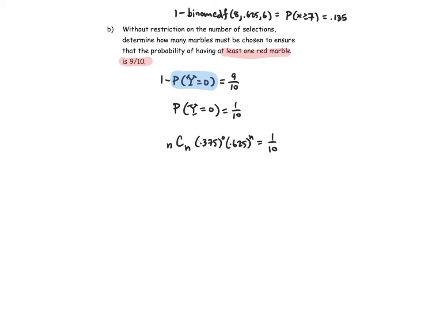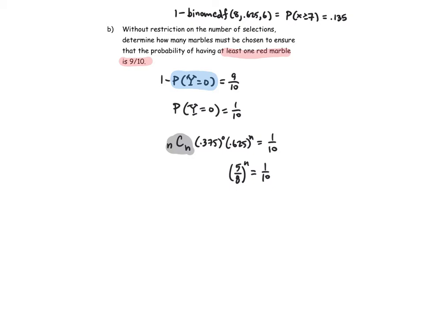Well, the nice part about this type of problem is that n choose n just equals 1. 0.375 to the 0 just equals 1. So it really comes down to this ratio of 5/8 to the nth power is equal to 1/10. We got to figure that out. Now, this would be an example of a calculator allowed question, so let's go ahead and figure that out.